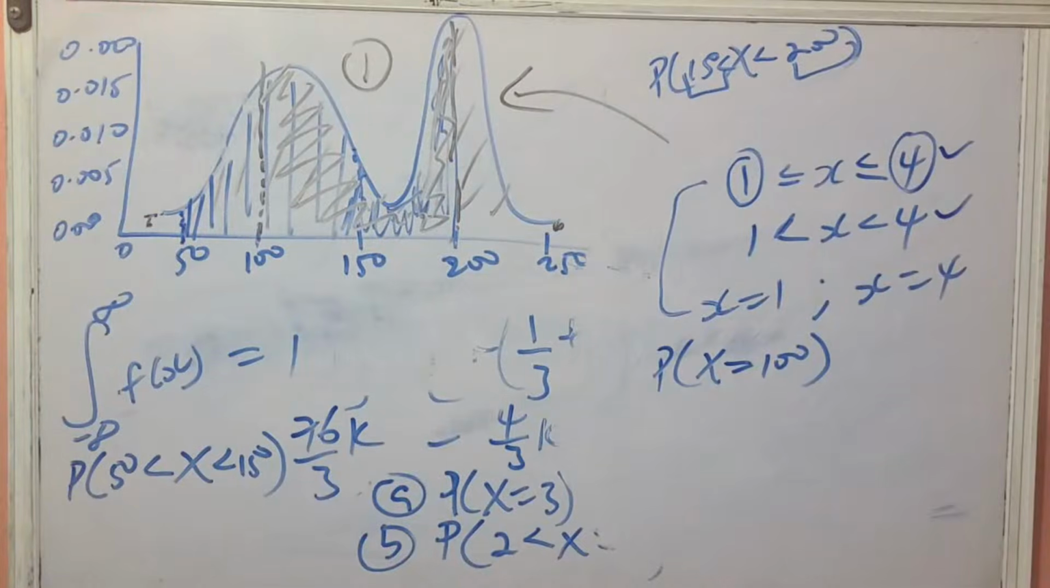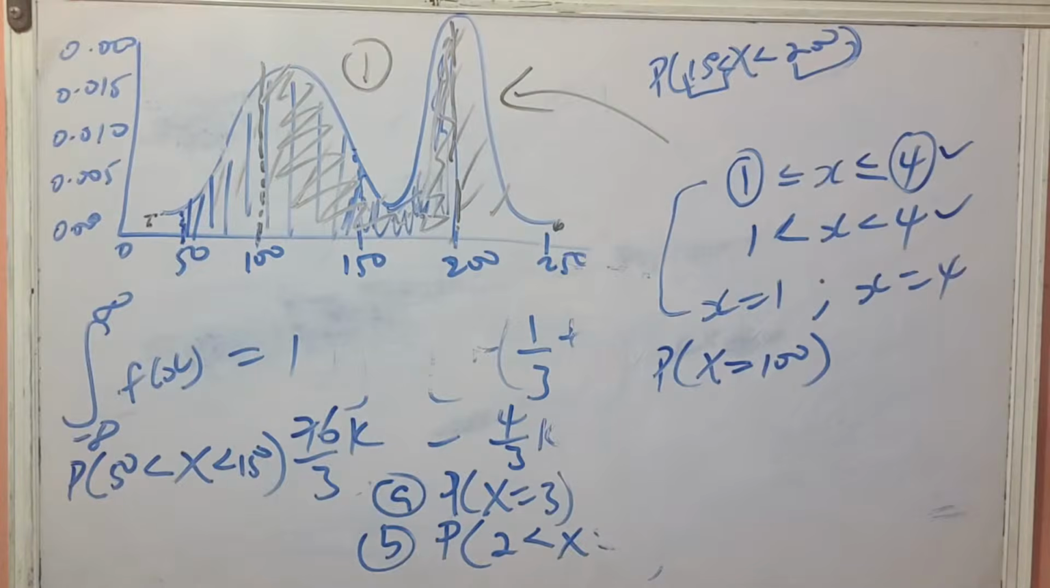Is anybody flowing with me? 0. Somebody says 0. Thank you. All right. Thank you. 0 is the answer. But can anybody in the comment section tell me why it's 0? Can you tell me why it's 0? Using area under the curve.